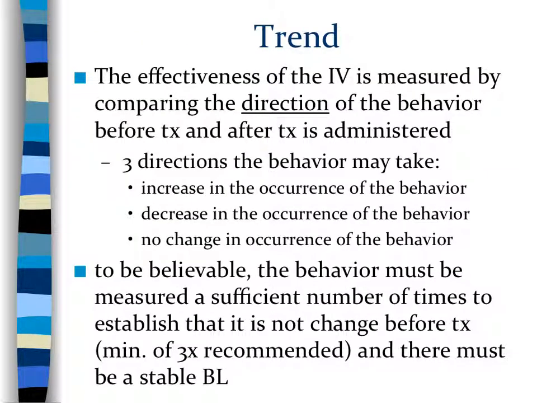So what is the trend? The effectiveness of the independent variable is measured by comparing the direction of the behavior before treatment and after treatment is administered. So basically you're looking at three directions: an increase in the occurrence of behavior, a decrease in the occurrence of behavior, or it could be no change in the occurrence of behavior.